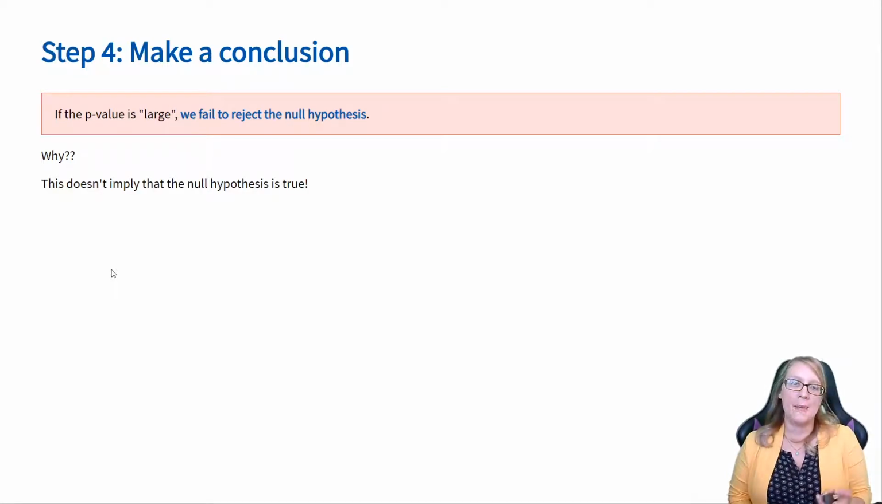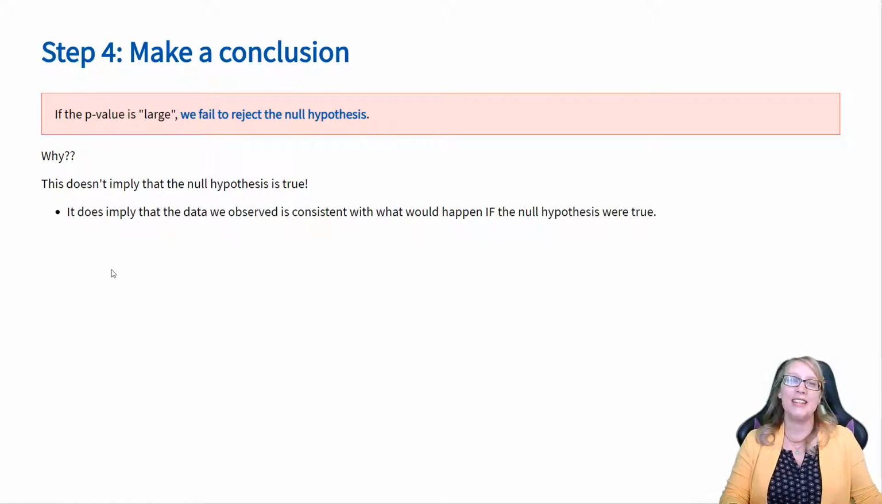Essentially, what that means is that the data isn't discredited by the null hypothesis. The data could plausibly have come from a population where the null hypothesis is true. Again, we're not implying that the null hypothesis is true, more that it's consistent. Our data specifically is consistent with what would happen if the null were true.